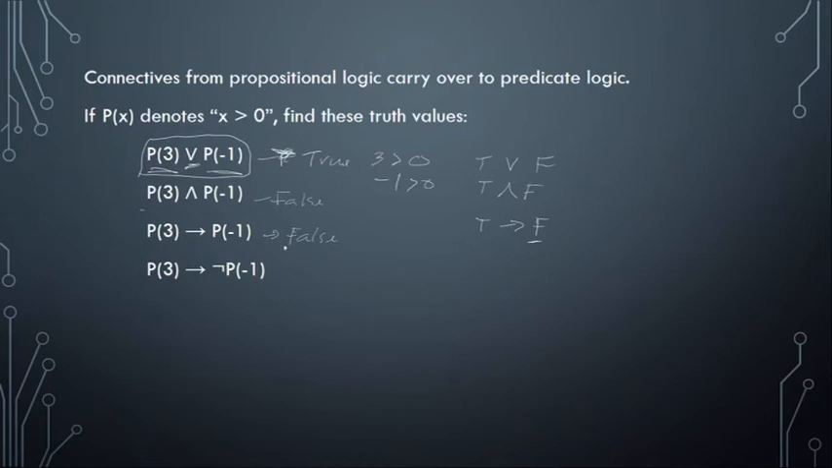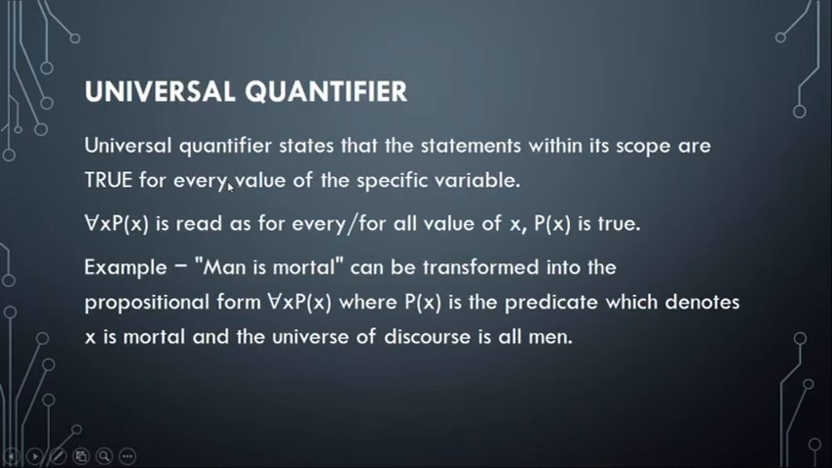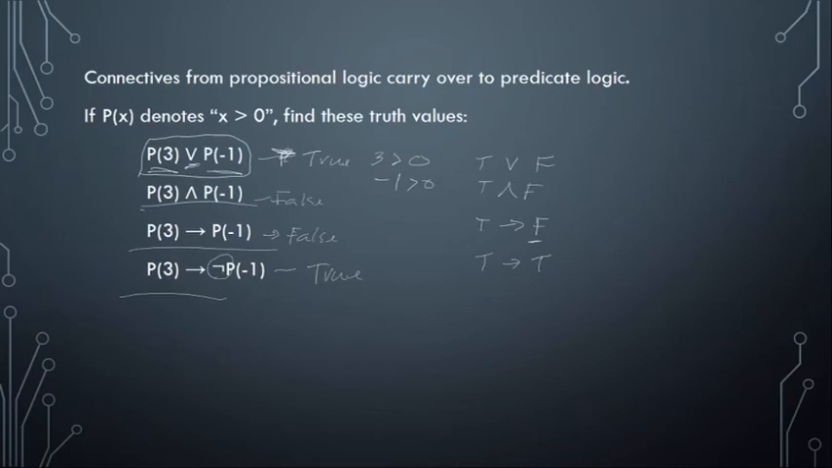Then here, is 3 greater than 0? True again. Implication: is negative 1 greater than 0? It's false. But since it has a negation, the return value of that is true. So if true, then true. Since it has the same value, the return value is true. So that is about predicate logic.